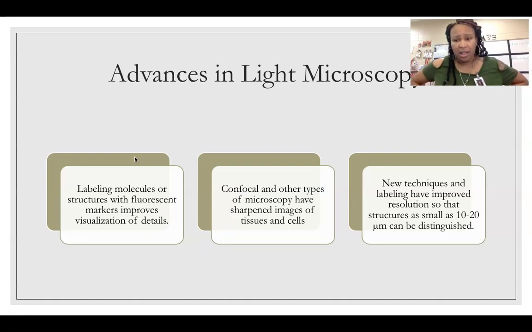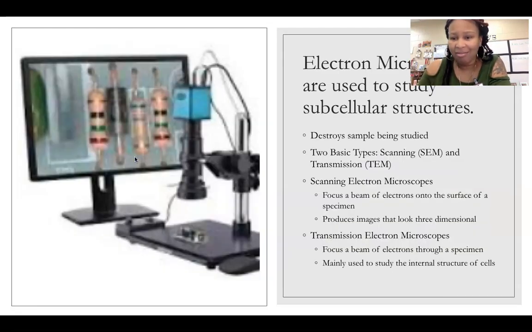There have been some advances in light microscopy where you're able to label molecules or structures with fluorescent markers to make them fluoresce so you can actually see them better. Confocal and other types of microscopy have sharpened the images of tissues and cells. And then there are new techniques and more powerful light microscopes that allow you to see some structures as small as 10 to 20 micrometers. But again, we don't have that kind in here, so yay.